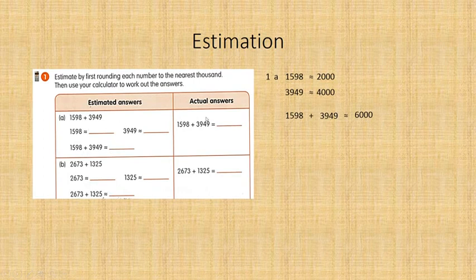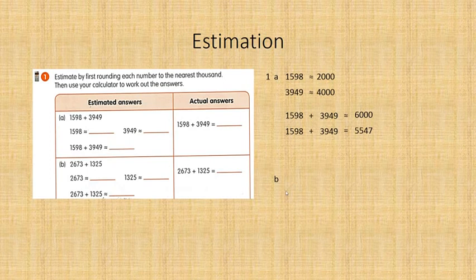Go to the next column here. You will find actual answers. So use your calculator to work the answers out. If you used it, you will just add 1598 plus 3949. It's going to be equal to 5547. This number is just near to 6000. So can you see it here? It's very near to it. Let's go to question number B.